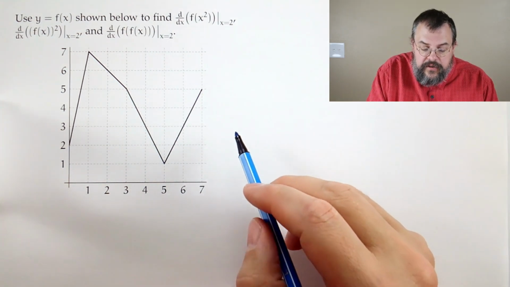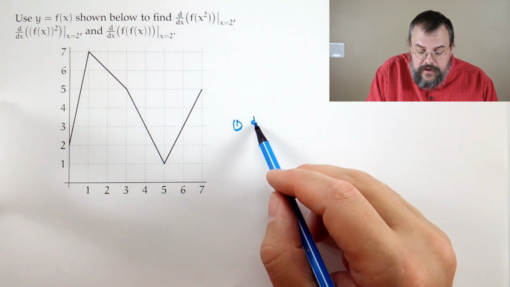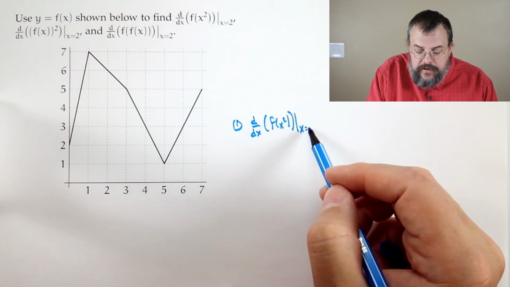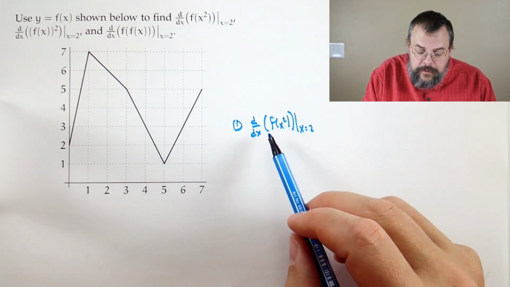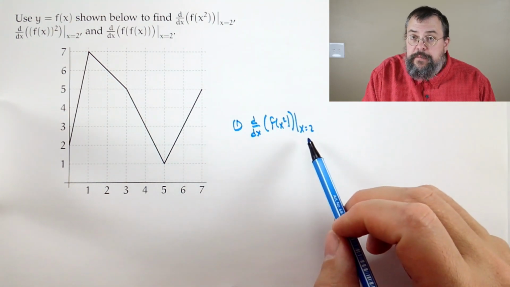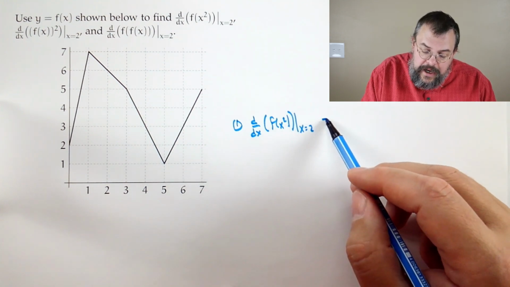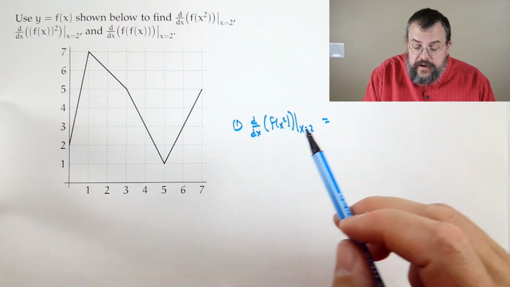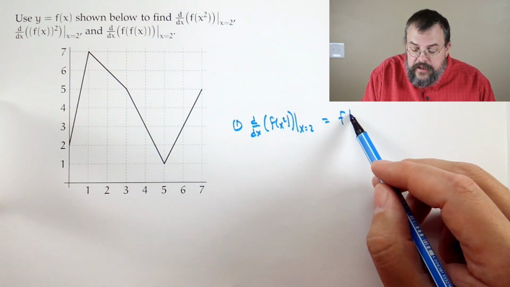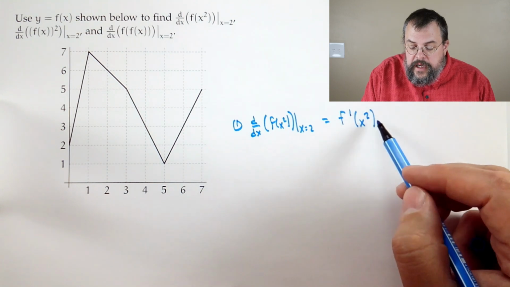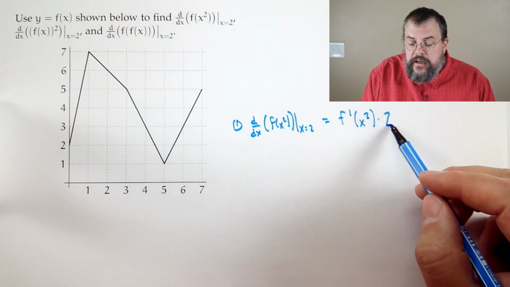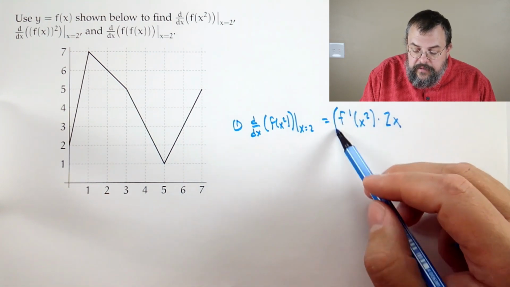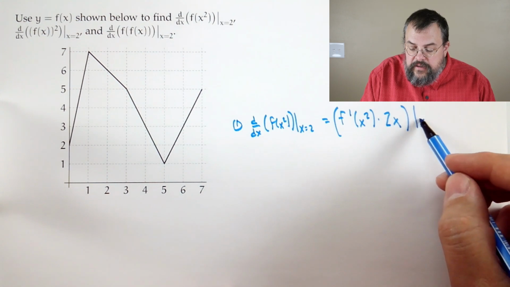So suppose we want to start with the derivative of f of x squared at x equals 2. Now, this says we're going to take the derivative of f of x squared, then we're going to plug in 2. So what do we have? Well, our inside function is x squared, our outside function is f. So we take the derivative of the outside, leave the inside alone, times that by the derivative of the inside, which is 2x. And then we're going to evaluate this at x equals 2.